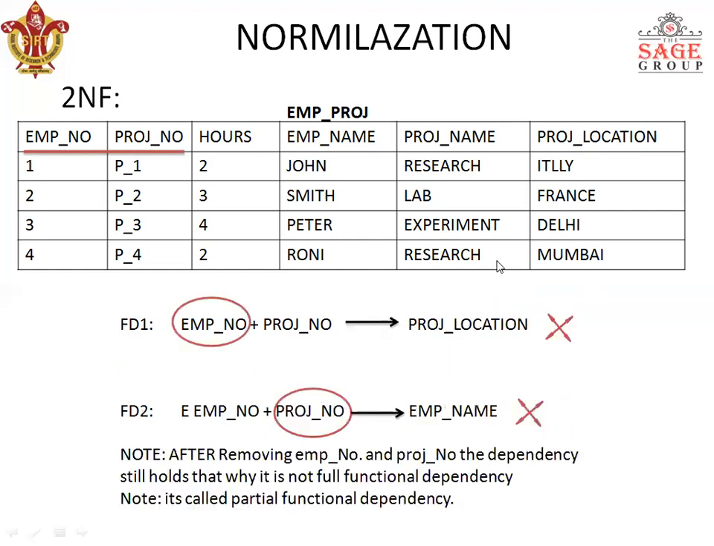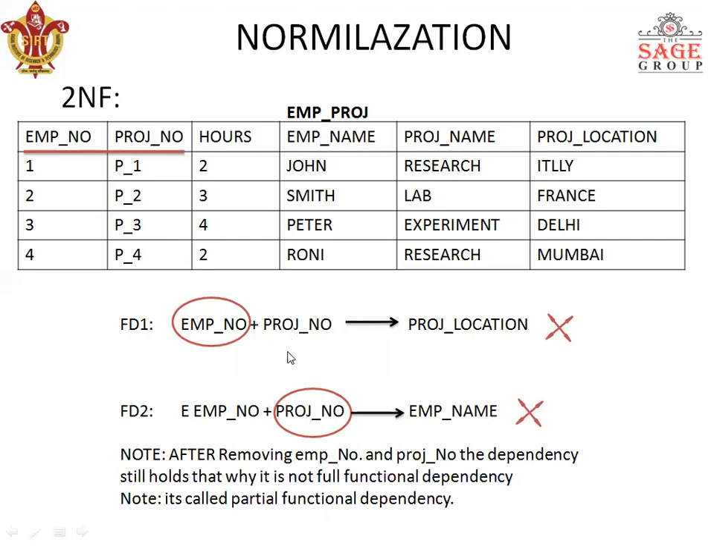Now we have two more functional dependencies in the same table. With the help of employee number and project number, we are trying to identify the project location. Do not focus on the cross right now, I'm just giving an example. With another functional dependency, again employee number and project number, can we identify employee name? Yes, we can easily identify it, because this is a super key.